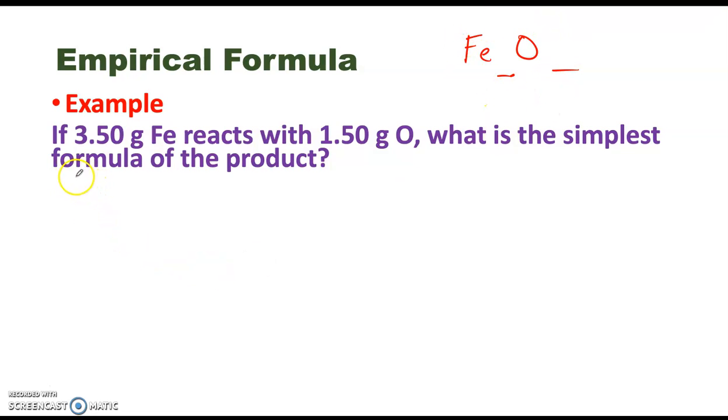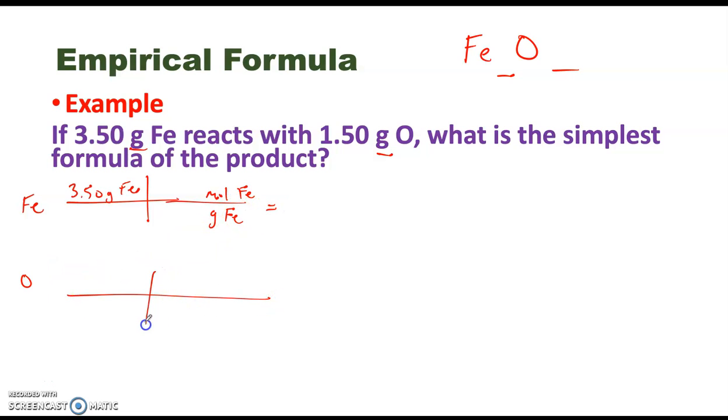So step number 1 says convert percent to grams. Well, I'm already in grams, so I'm good there. So what I'm going to do is go Fe, oxygen. 3.50 grams of iron. Bring grams of iron down. Go to moles of iron. Down here, I'm going to take my oxygen, which is 1.50 grams of oxygen. Bring grams of oxygen down. Go to moles of oxygen. The mole always gets the 1.